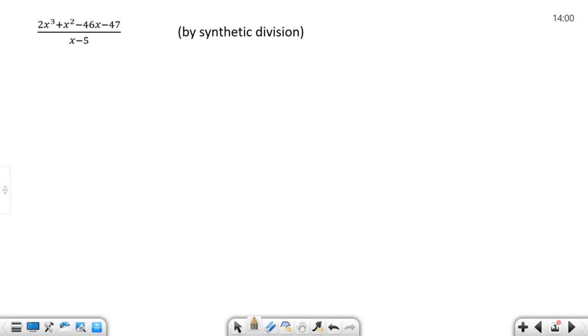So again, let's do another synthetic division. So my house upside down. What goes on my porch this time? A positive 5. That's right, the opposite of that sign right there. So then my coefficients are 2 for x cubed, and for x squared it's just a 1. For x it's negative 46, and then for my constant it's negative 47.